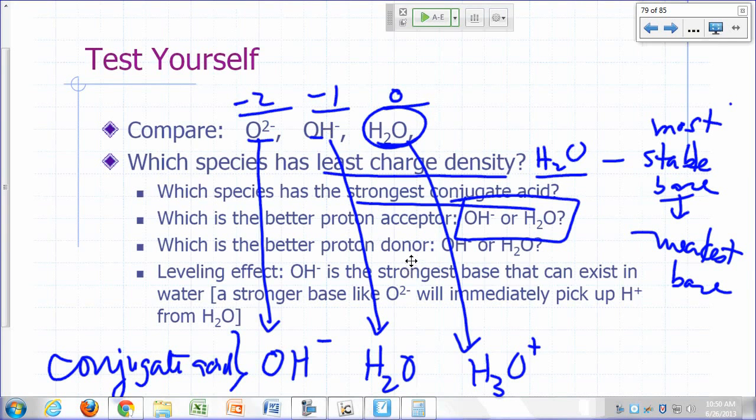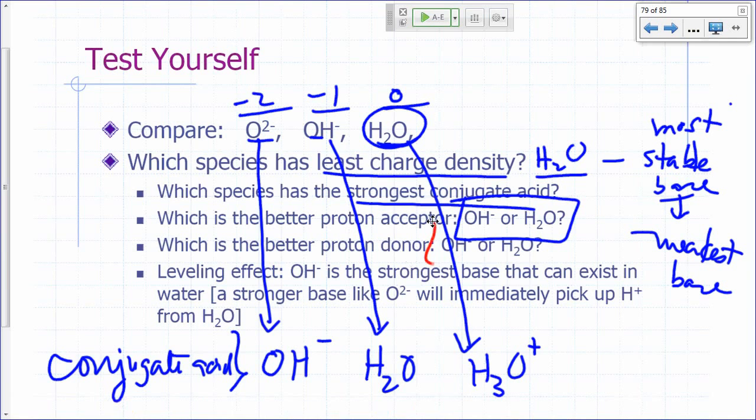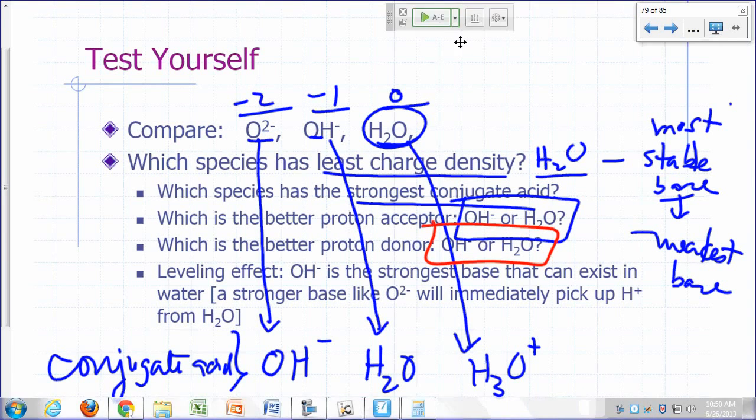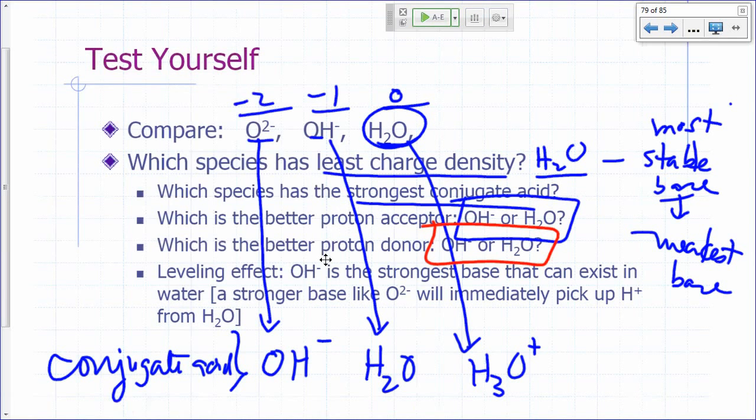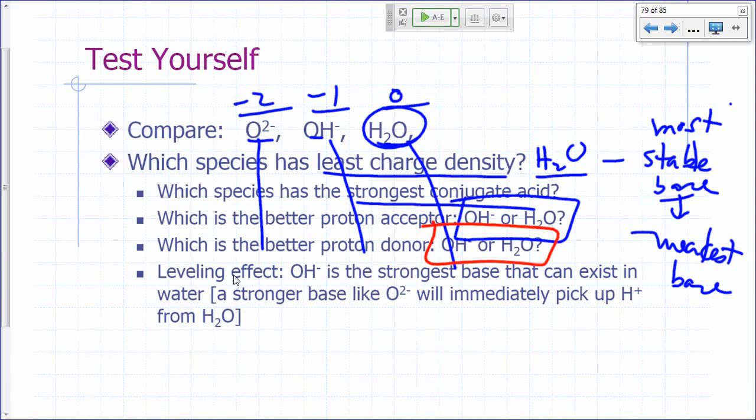So which one's the better proton donor? Hydroxide or H2O? Better proton donor would be H2O. Very good. Now comment about the leveling effect. Again, hydroxide is the strongest base that can exist in water.